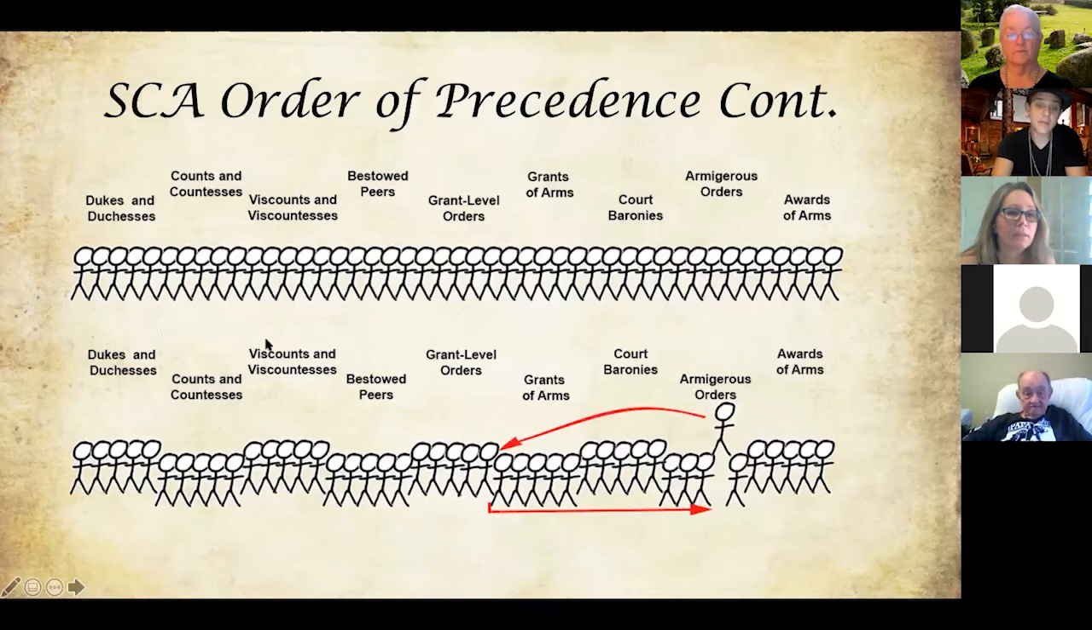And this is the basic mechanic of how you gain precedence. Say you're somebody with an Americus order who then gets a grant order. Essentially what happens is you become the lowest ranking person with a grant level order and nothing higher, and everyone behind that level would take one space back.